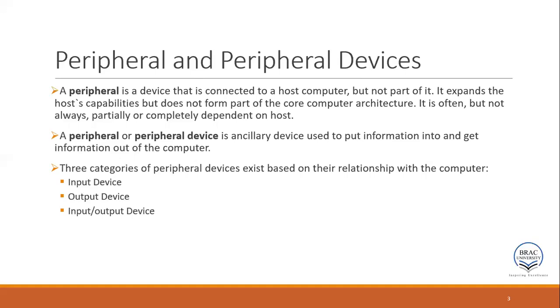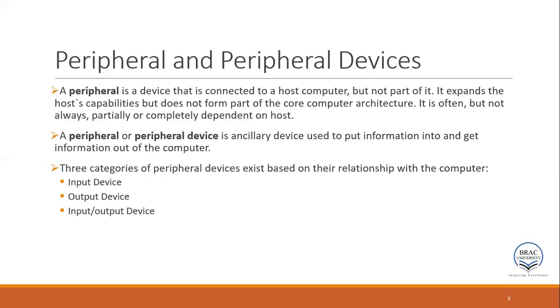Let's say the monitor. The monitor is an output device because it displays the output of the computer. Without a monitor, projector, or other output devices, the CPU cannot show or display to the user whether the user's tasks are being performed or not.